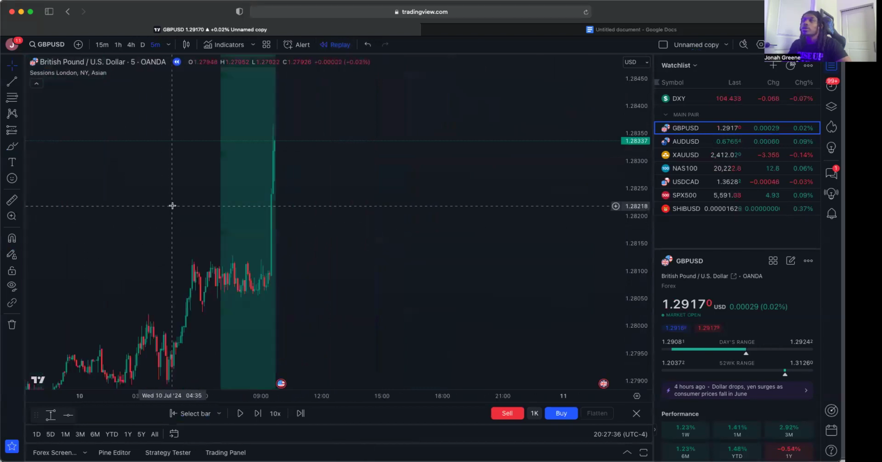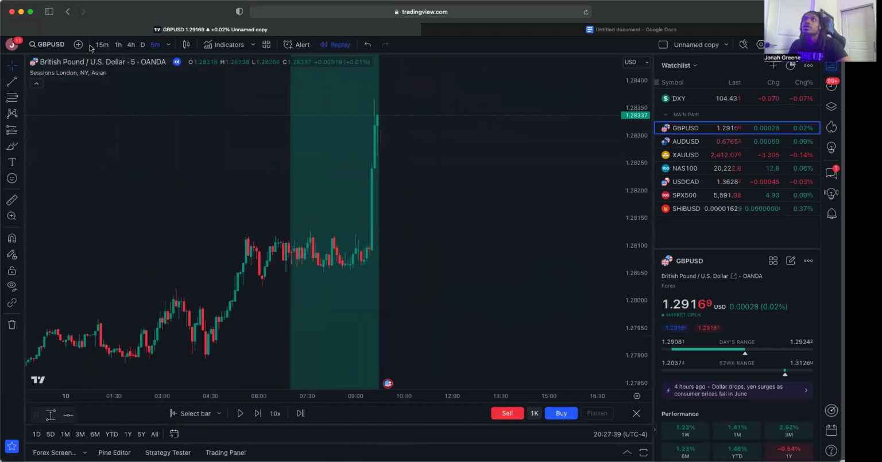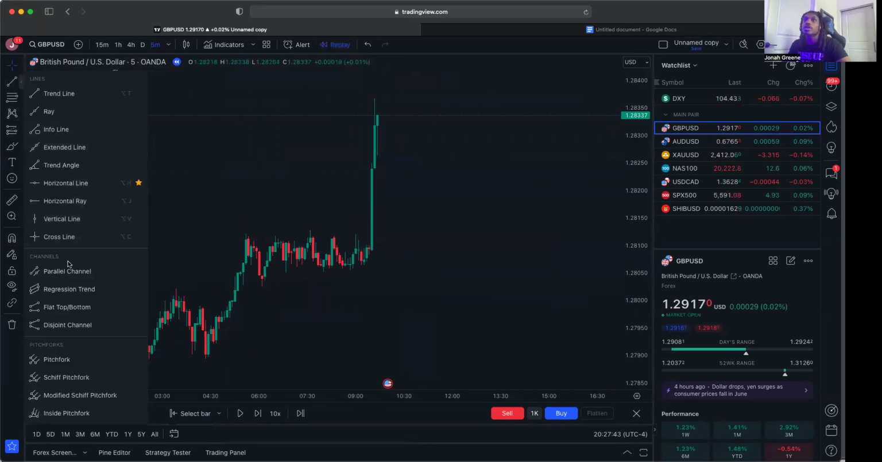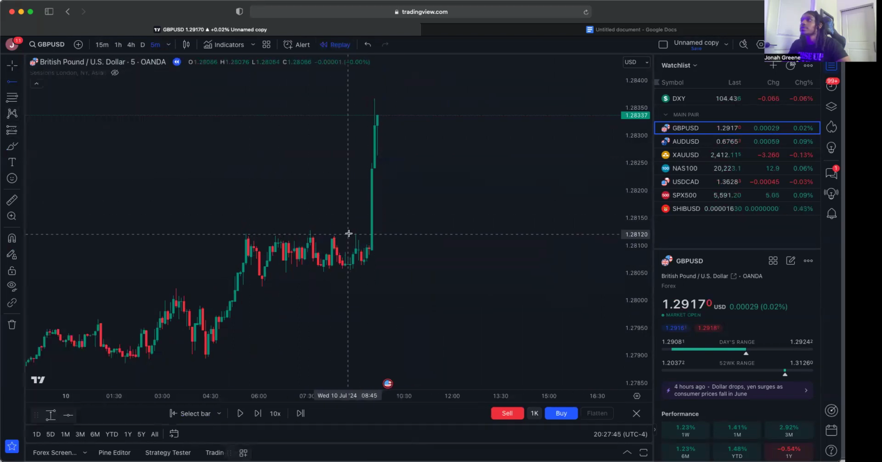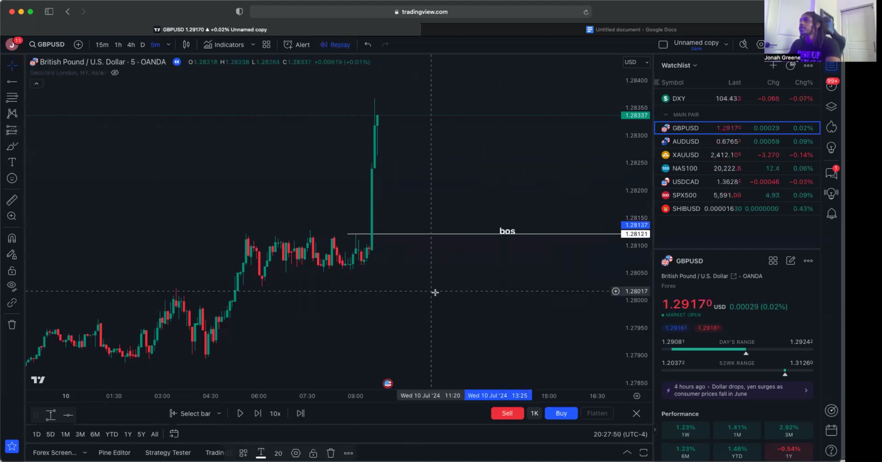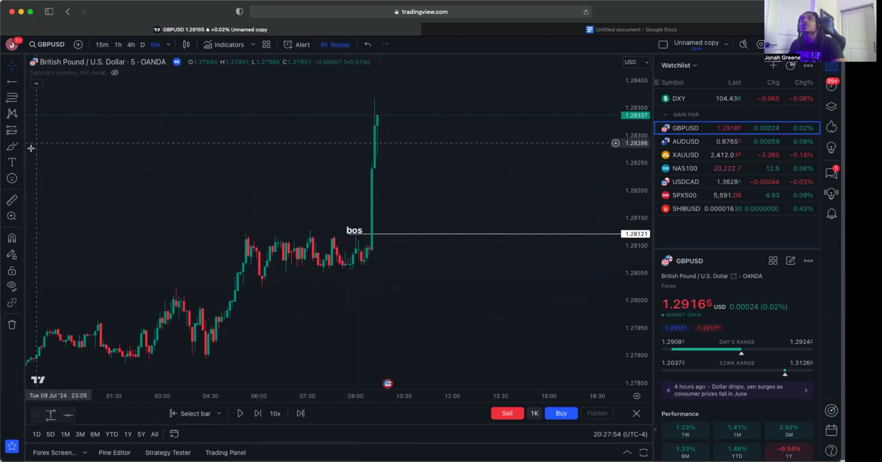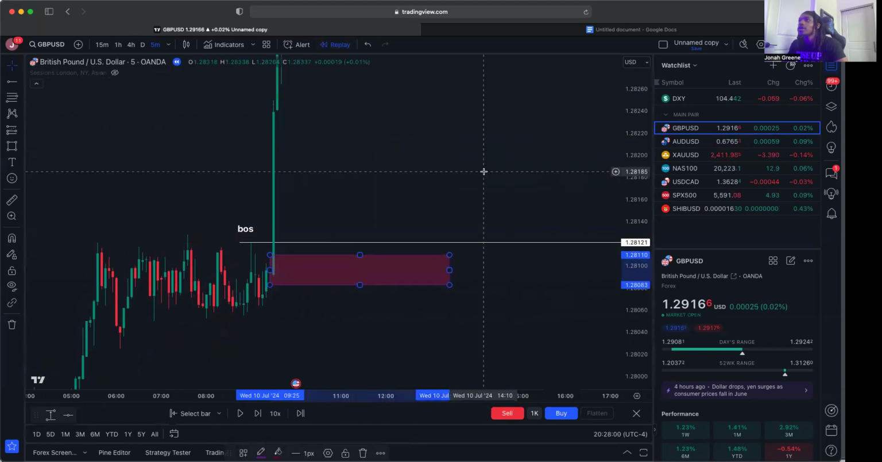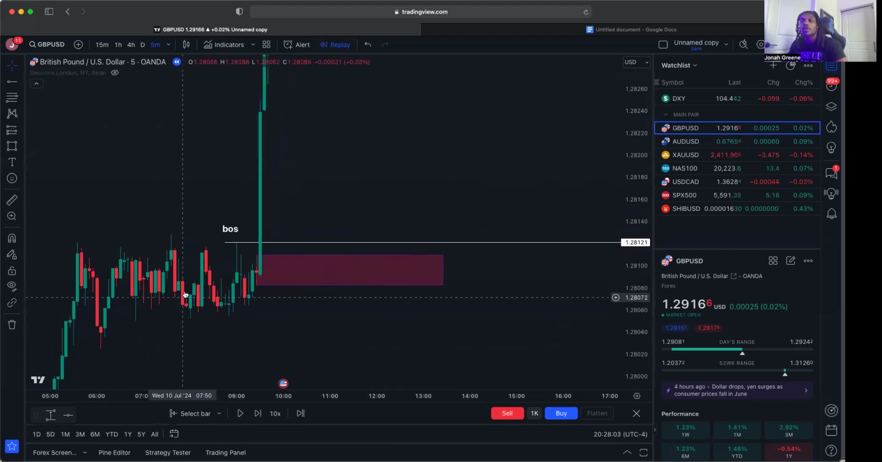Wouldn't this be the original setup? Yes, it would have been an original setup. You see the breaker structure that happened right here. We're going to call this the breaker structure. And what we want to look for, guys, is a retest. That retest would consist of a demand zone that the market has broken from. We want the market to come down and retest in this area.